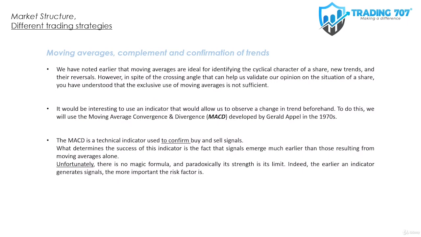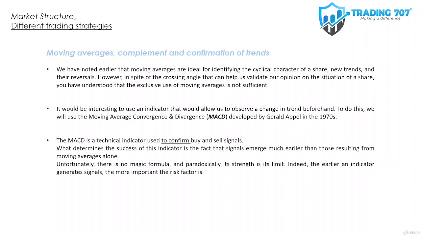Moving average, complement and confirmation of trend. We have noted earlier that moving averages are ideal for identifying the cyclical character of a share, a new trend, and their reversal. However, in spite of the crossing angle that can help us validate our opinion on the situation of a share, you have understood that the exclusive use of moving averages is not sufficient. It would be interesting to use an indicator that would allow us to observe a change in trend beforehand. To do this, we will use the moving average convergence and divergence, MACD.